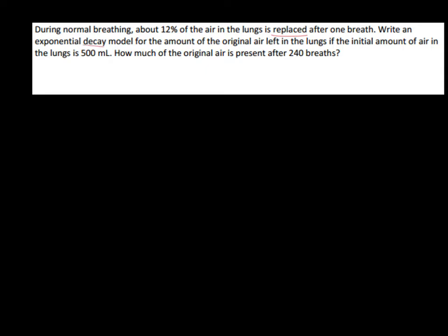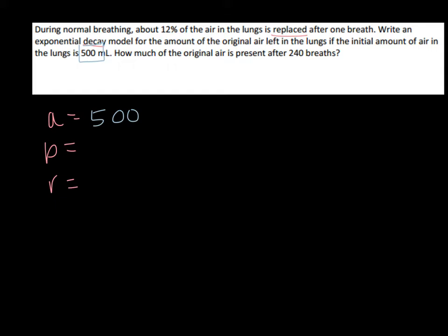There's another hint right there that we're going to be decaying for the amount of original air left in the lungs if the initial amount of air is 500 milliliters. How much air is present after 240 breaths? So we first want to make an exponential model for this. So we need to know our A value and our B value and our R value. So our A value is going to be 500 milliliters. That's how much air we're starting with.